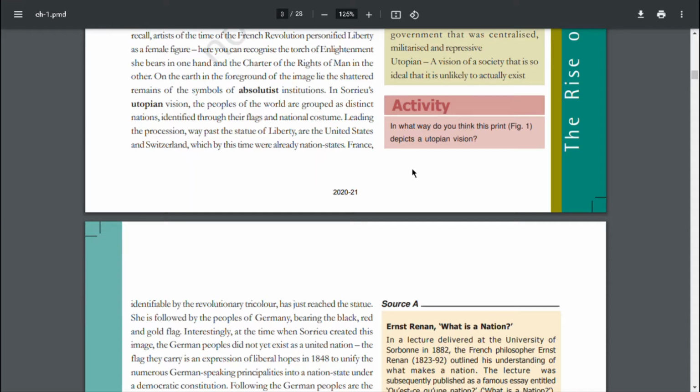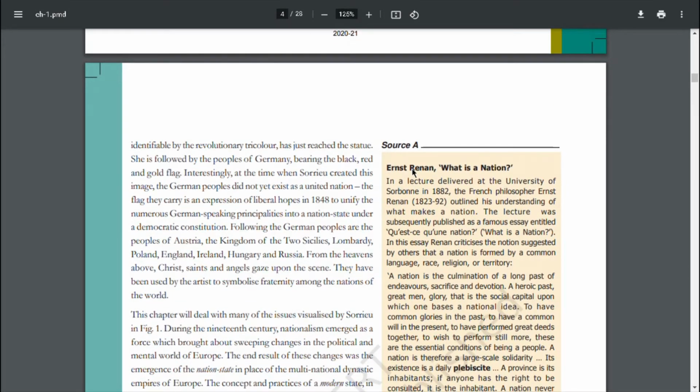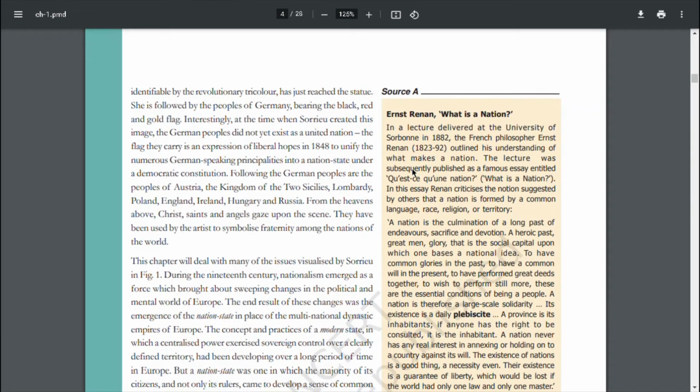In Sorrieu's utopian vision, the peoples of the world are grouped as distinct nations, identified through their flags and national costume, leading the procession. Way past the Statue of Liberty are the United States and Switzerland, which by this time were already nation-states. France, identifiable by the revolutionary tricolor, had just reached the statue.